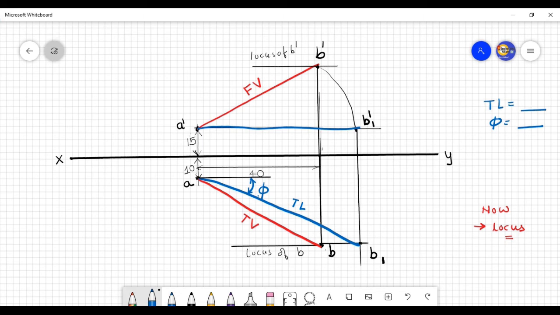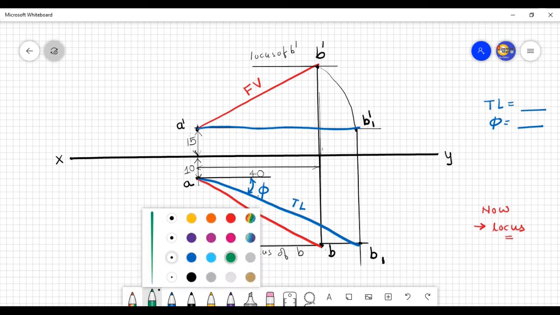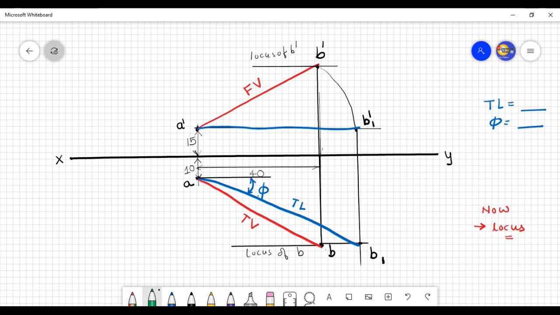You just find the true length, that is A to B1. That we can easily get from this measurement. Now the question is about the inclination with respect to HP. So simply take an arc, taking the measurement from AB. It will give you the B1 point, that is the top view projection AB1, and just reflect that top view projection and you will get the B1 dash point. That B1 dash point lies on the locus of B dash.